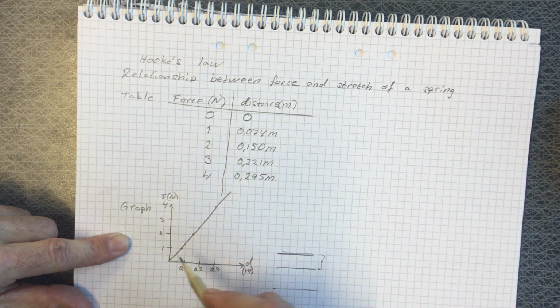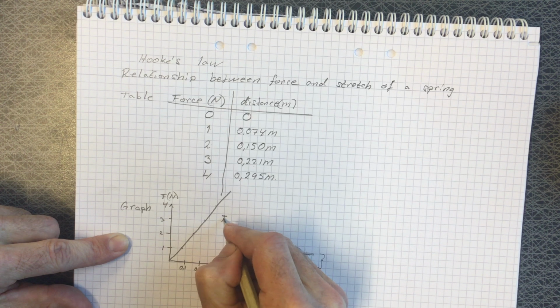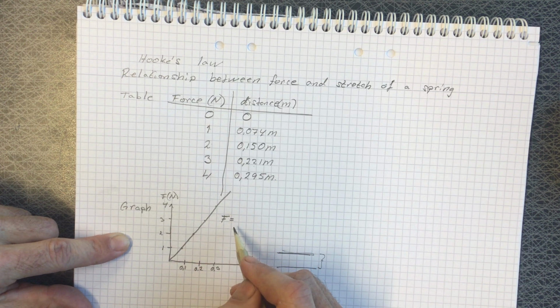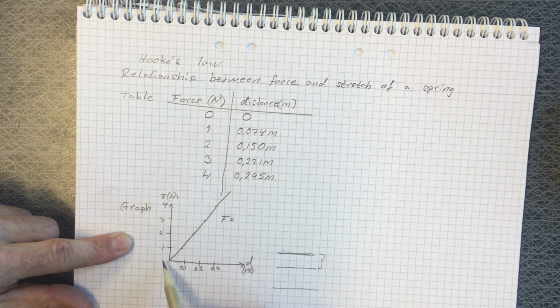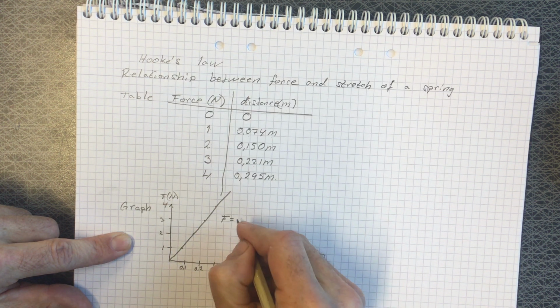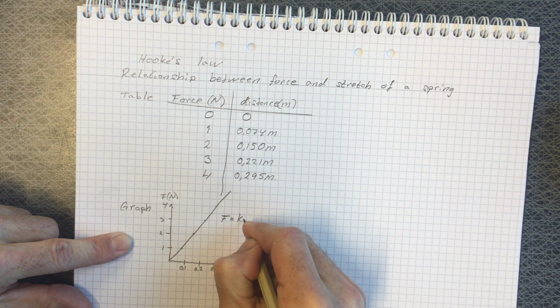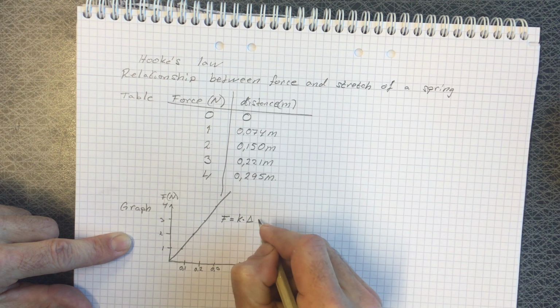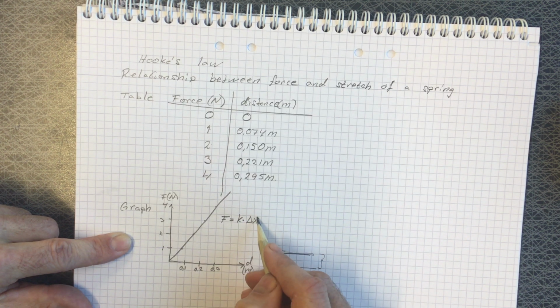Okay, a linear function through the origin like this. We know the formula that describes this relationship. The force is equal to some constant times the distance. And this distance, we call it delta x, the change in distance. That's the stretch.